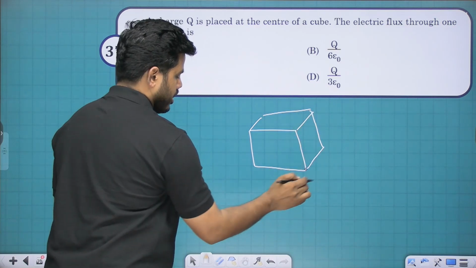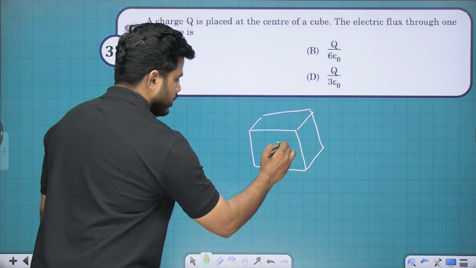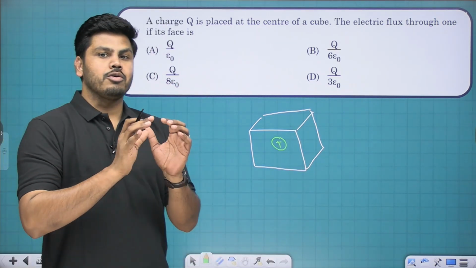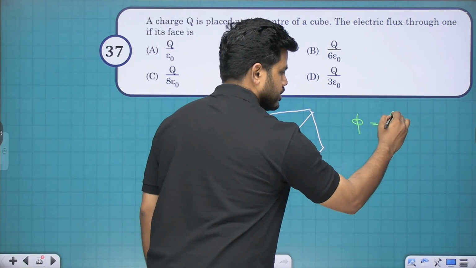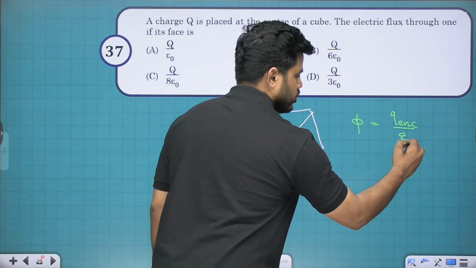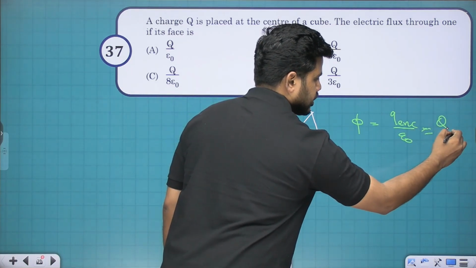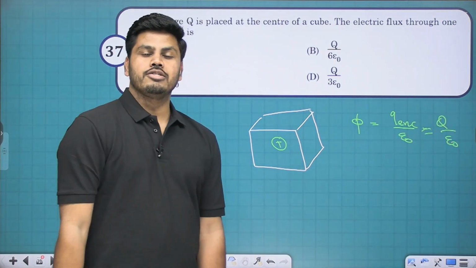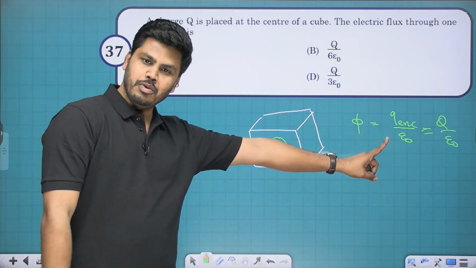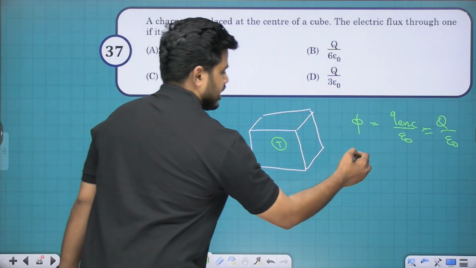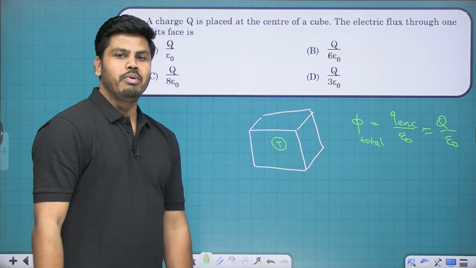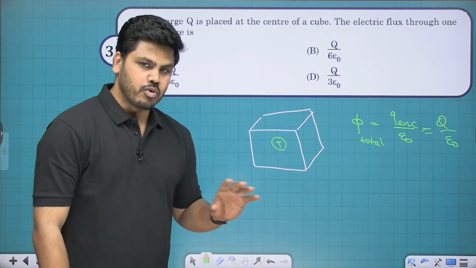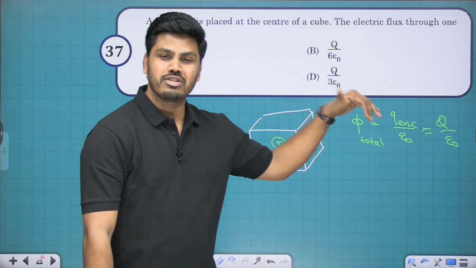If you keep a charge at the center of a cube, we know total flux across the cube can easily be calculated. Total flux according to Gauss's theorem is going to be Q enclosed by epsilon 0. So that is going to be capital Q by epsilon 0, because total charge enclosed by the cube is capital Q only, right? So we can say phi total flux across the cube is going to be Q by epsilon 0. But the question is not about total flux.